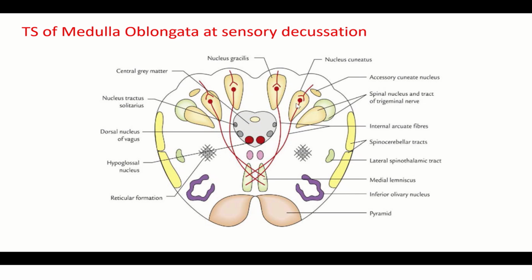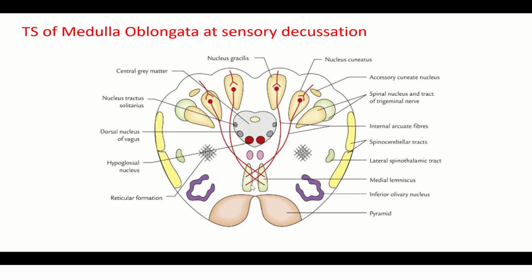If you see the second order neurons from this dorsal column pathway, the first order neurons have relayed in the nucleus gracilis and nucleus cuneatus. The second order neurons are crossing the midline, forming the internal decussation. So these are the internal arcuate fibers which are causing the sensory decussation here. And after they cross, they form the medial lemniscus. They ascend as lemniscus. That's why it is called the dorsal column medial lemniscus pathway.